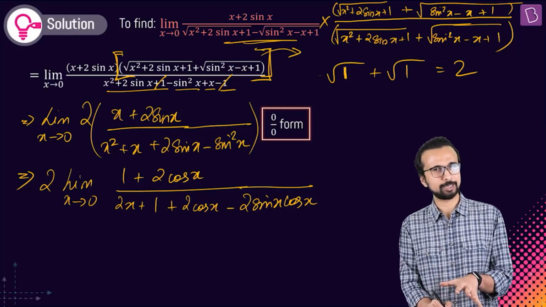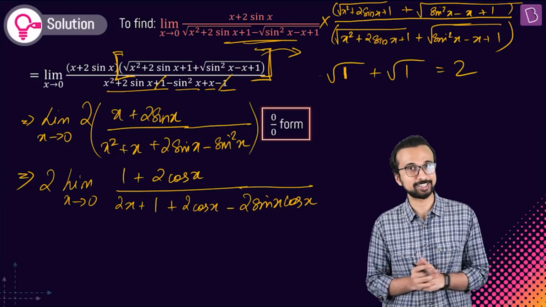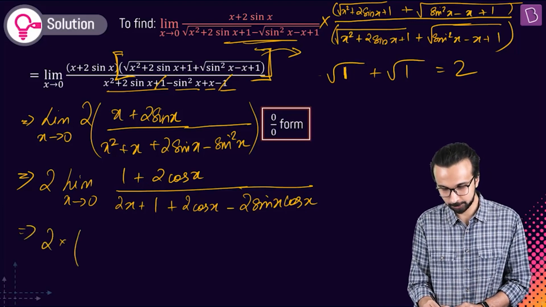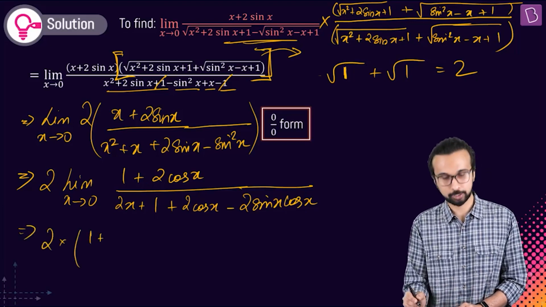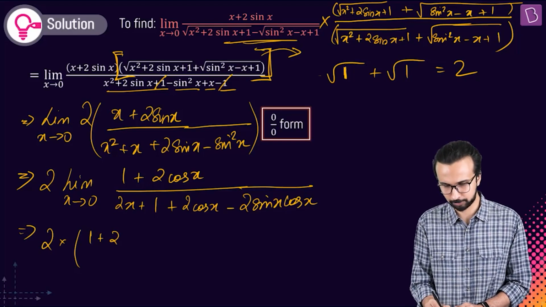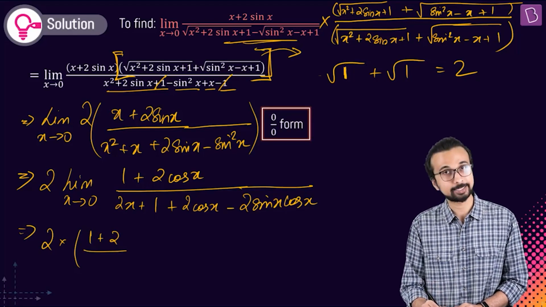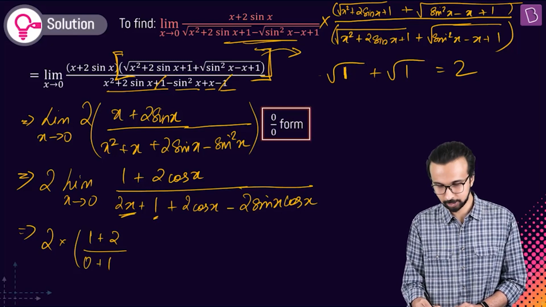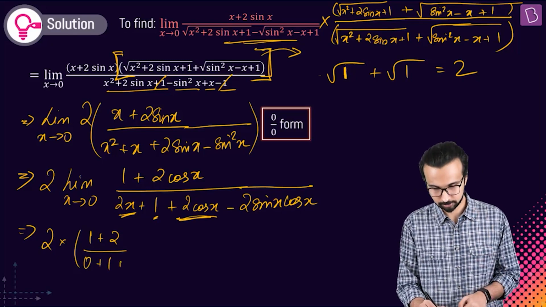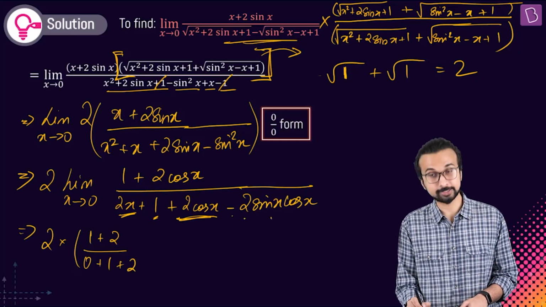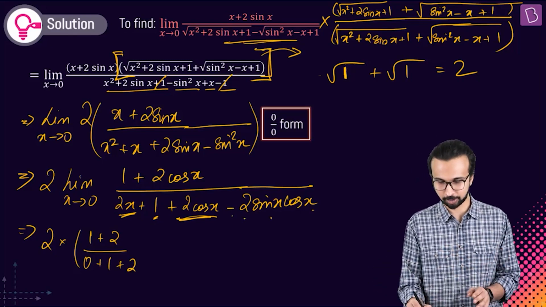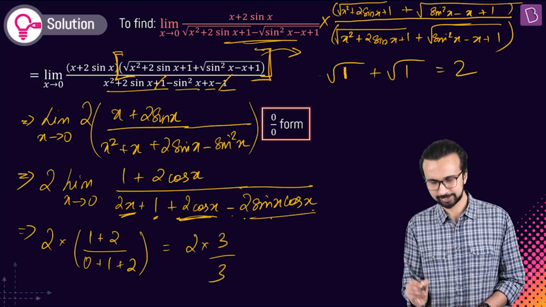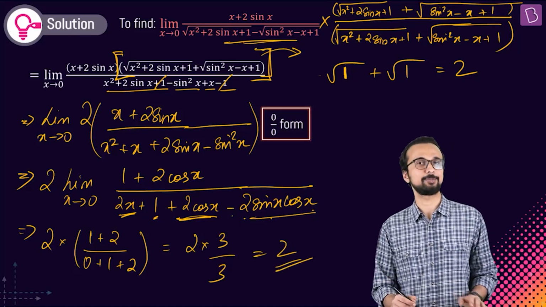Let's apply x tending to 0. Let's hope it's still not indeterminate. Let's check. When we put x tending to 0, what happens? We get 2 into 1 plus 2 into cos 0. Cos 0 is 1, so 1 plus 2 is the numerator. Denominator, x is tending to 0. 2x becomes 0. 1 remains as it is. 2 into cos of 0 is 2. Minus 2 into sine 0 into cos 0. The moment you see sine 0, that part is gone. It's 0. So what are we getting, guys? 2 into 3 by 3. This is nothing but 2 here.